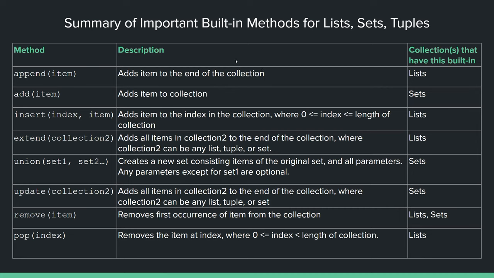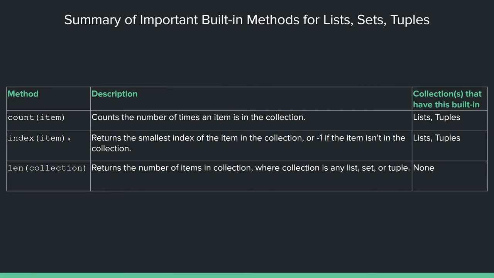So for built-in methods for lists and tuples, they can add item to the end of the collection called append. They can add item, this is for sets, sorry. They can insert at the index of an item. They can extend the collection, so it adds all the items in collection 2 to the end of the collection. For sets, we can remove an item from the list, and we can also pop the items at the end of the list. And we can also count the number of items in the collection using dot count. We can index an item, and we can get the length of the collection. Hopefully it's all clear.